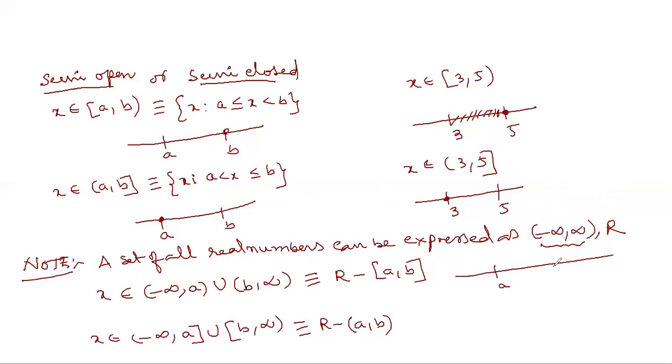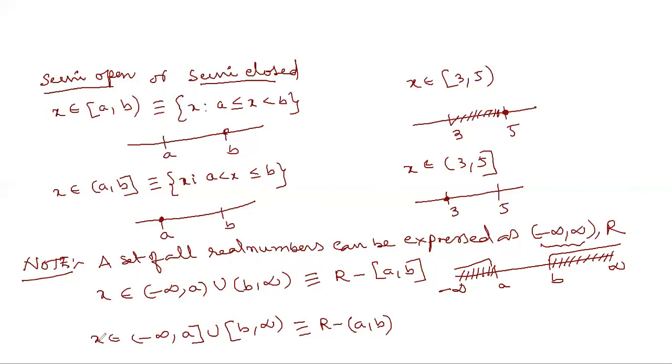In this, let us suppose it is A and B. What is the meaning of that? Left hand side minus infinity, right hand side plus infinity. That means minus infinity to A union B to infinity. So the value of X does not lie between A and B. That means less than A and greater than B. This can also be written as R minus closed AB.